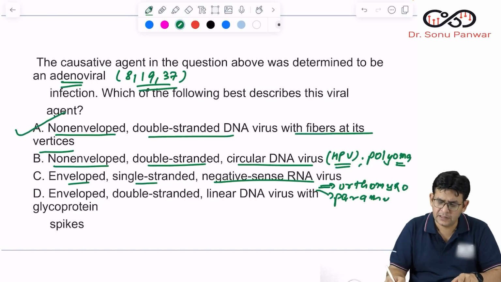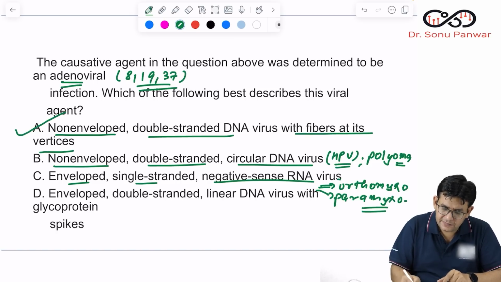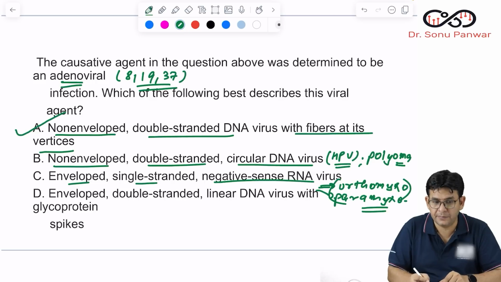Parainfluenza, mumps, measles, all that. So that is in the paramyxoviruses. They both have negative sense. They are single-stranded and they are enveloped.